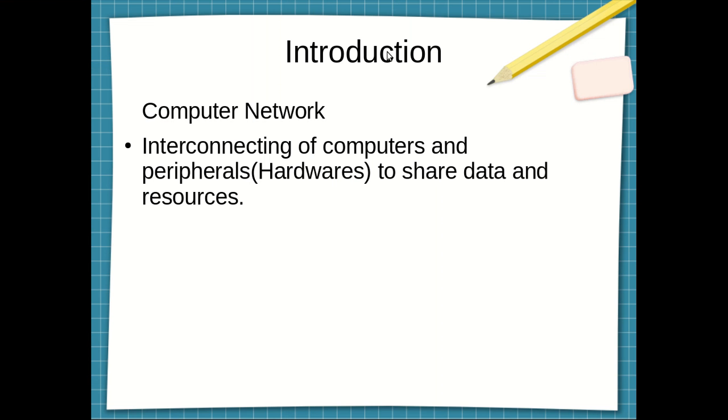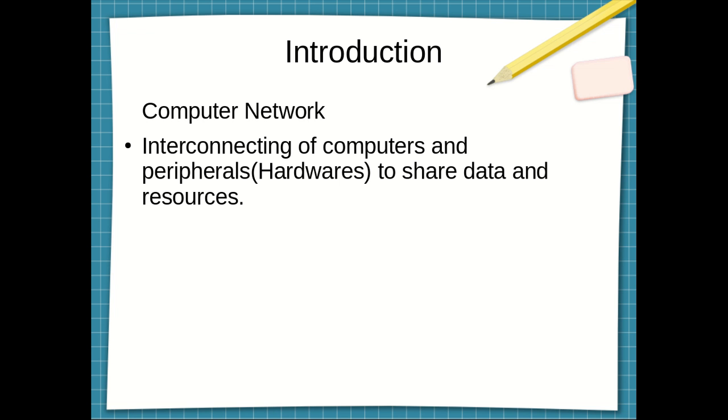Last time in the video we studied what a computer network is. So let us just revise the topics. A computer network is nothing but interconnecting of computers and peripherals to share data and resources. After knowing what a computer network is, we studied the advantages of a computer network, then the components required to set up a computer network.